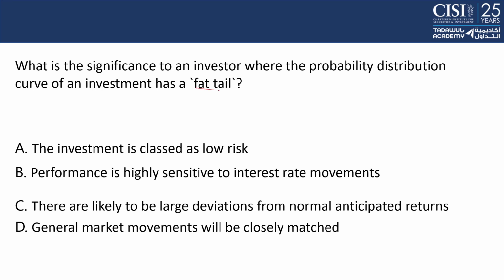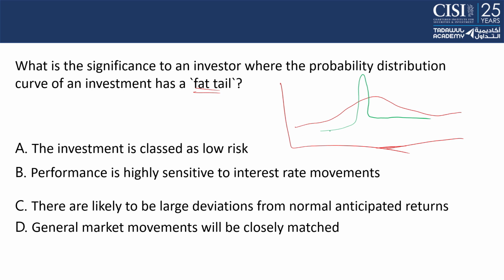Where there is a fat tail, you can have a usual normal distribution which looks like this. A fat tail is a tail that actually has either big skewness or big kurtosis. Without going into much detail, the data can look like this. So it will still be centered, but it will be fat-tailed, or skewed towards a certain area. And that's what a fat tail is. And it's very likely that there will be large deviations from normal anticipated returns.